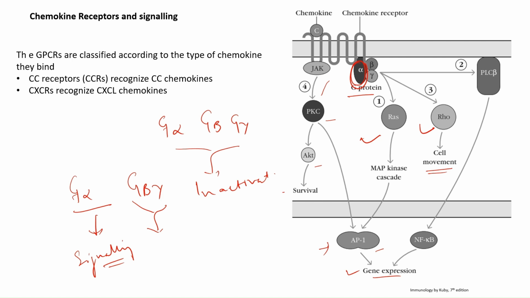This beta gamma activates the PLC beta pathway, the phospholipase C beta pathway, and this pathway leads to the downstream signaling of nuclear factor kappa B and hence the expression of the gene. So that's all for this video.